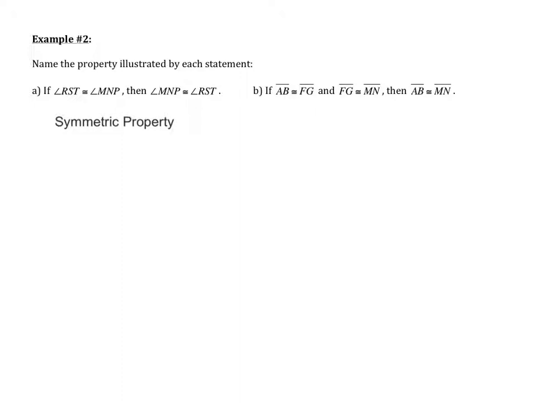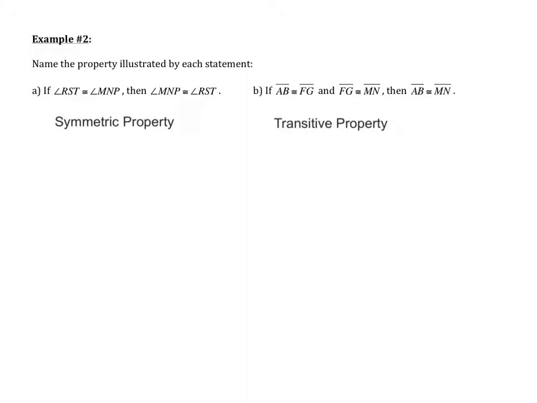Part B says if segment AB is congruent to segment FG and segment FG is congruent to segment MN, then segment AB is congruent to segment MN. So we can see that the FG is linking AB and MN together. And if we count up the equal signs, or in this case congruent symbols, we have 1, 2, 3. So RST 1, 2, 3. This would be the transitive property. Again, this would be the transitive property of congruence. If you don't state that, I will still know what you mean.